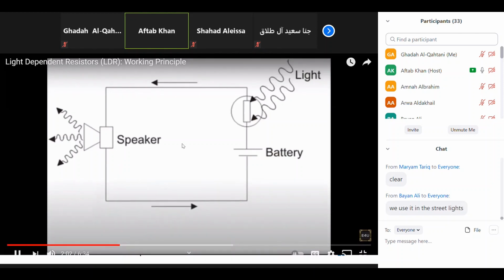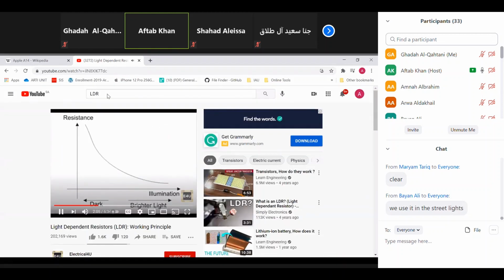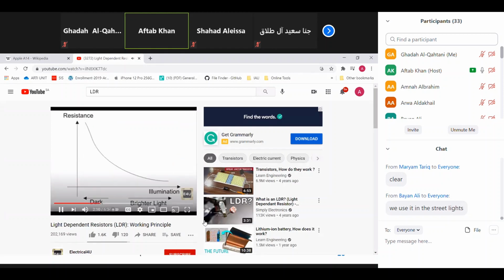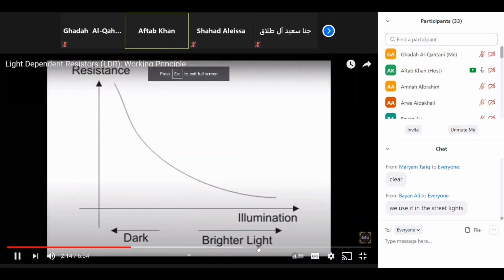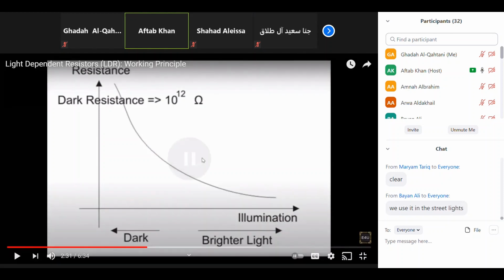This is the most common working principle of an LDR. Now, we will try to give you some idea about the characteristics of an LDR. As we said earlier, an LDR is a light-dependent device whose resistance is decreased when light falls on it, and increased in the dark. When a light-dependent resistor is kept in the dark, its resistance is very high. It can be as high as 10 to the power 12 ohms.